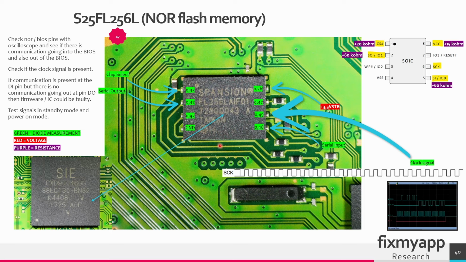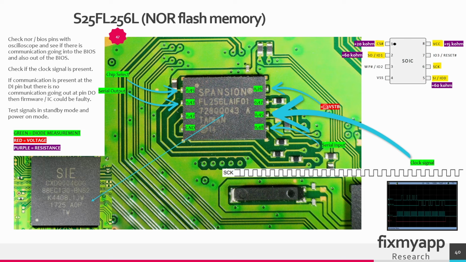First, when you turn on the console, you have to check if the clock signal is present at pin 6. Here you can see the clock signals. It's something like this. You can check this with an oscilloscope. Also, you can check pins 2 and 5 for communication. When you probe this pin, you can see some communication going through this line.